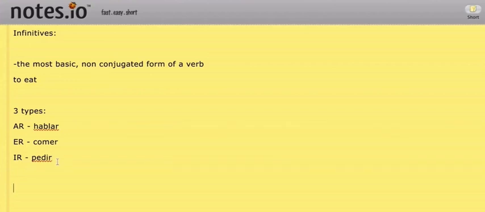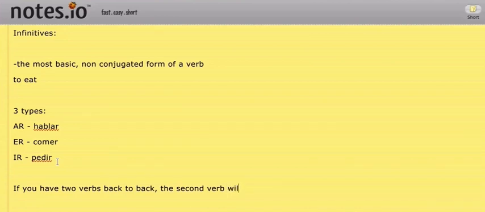Now, one thing I wanted to note is that you do use infinitives sometimes in natural speaking. And the main rule about when you use them in natural speaking is if you have two verbs back to back, the second verb will be an infinitive 99% of the time.